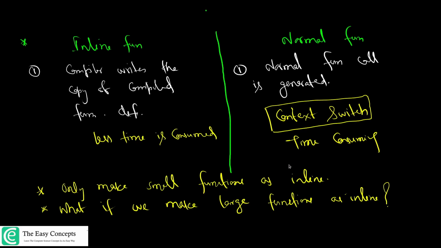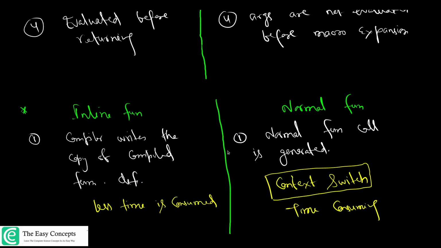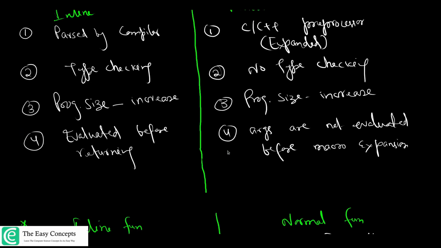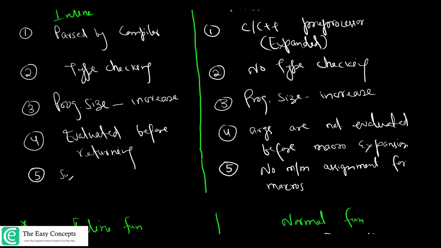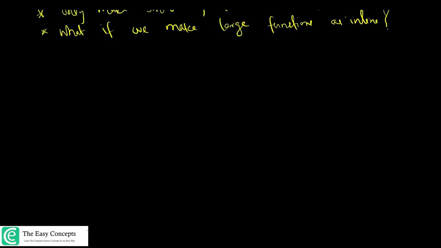One more difference between inline functions and macros that I left out, so let me write that for you. If we talk about memory assignment, there is no memory assignment for macros. But for an inline function, there is a default storage in the symbol table until they are forced to occupy the storage.